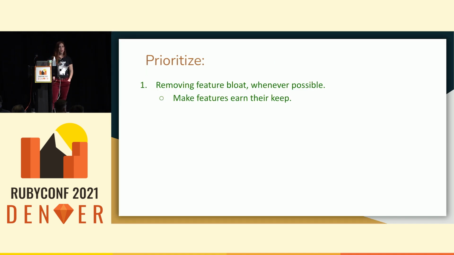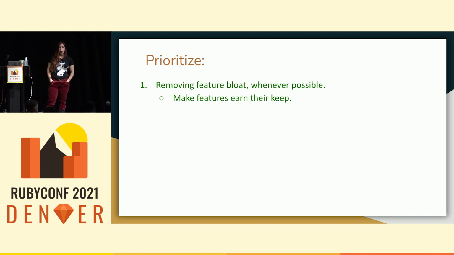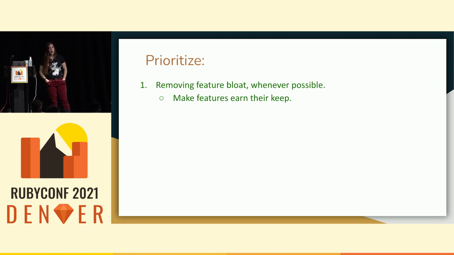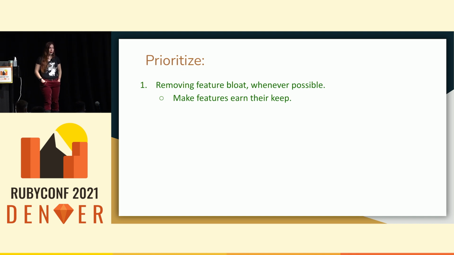So there are a couple things. We're going to go through 5 priorities, and the very first one is going to be removing feature bloat wherever possible. Feature bloat are features that are not pulling their weight in customer value or client value relative to the amount of maintenance load that they add to our code base.